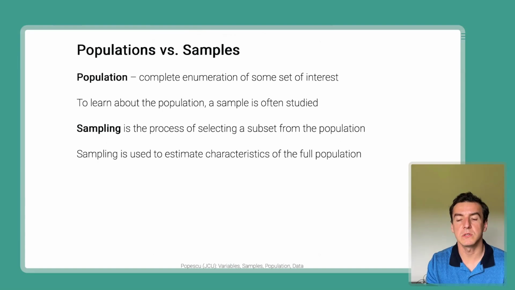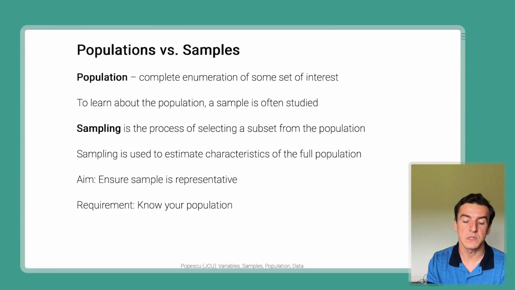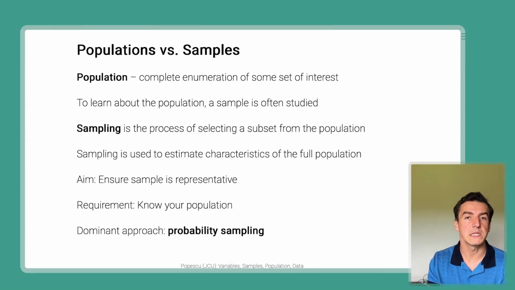Typically we want to take a random sample from the population in a way that allows us to have a group of people or observations that's reflective of the actual population. So this means that we have to know to some extent our population before we take this random sample. The dominant approach here is probability sampling. It's a statistical procedure that allows us to ensure that our sample matches to a great extent the characteristics of our population.